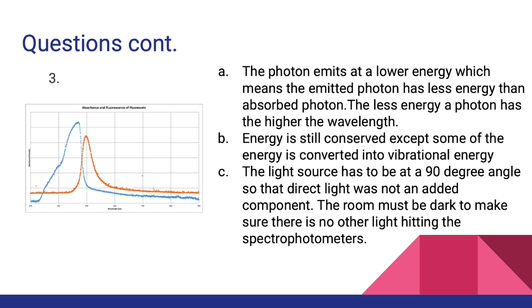The light source has to be at a 90-degree angle so that the direct light was not an added component. The room must be dark so that there is no other light hitting the spectrophotometer.